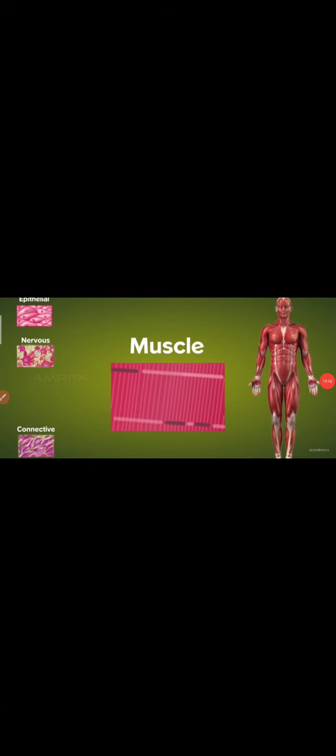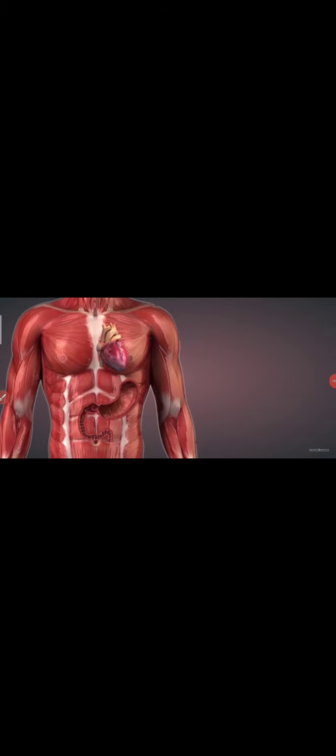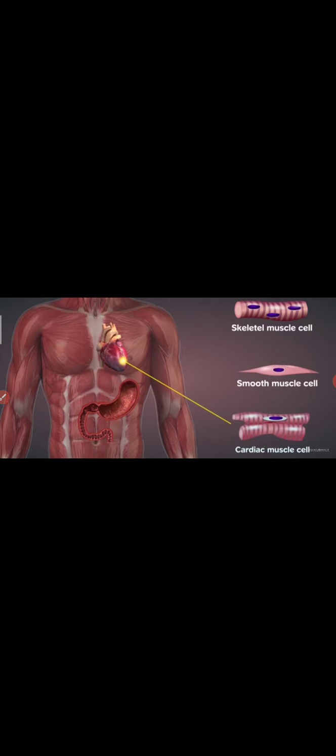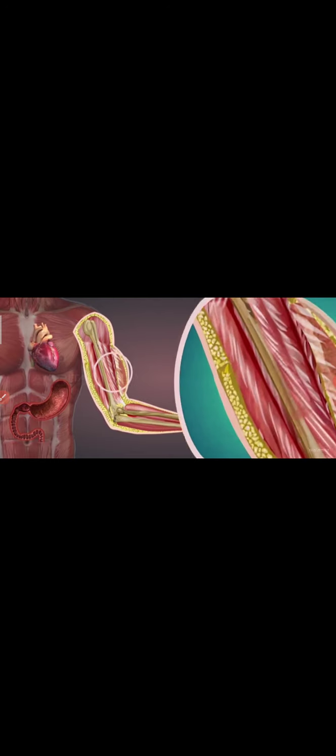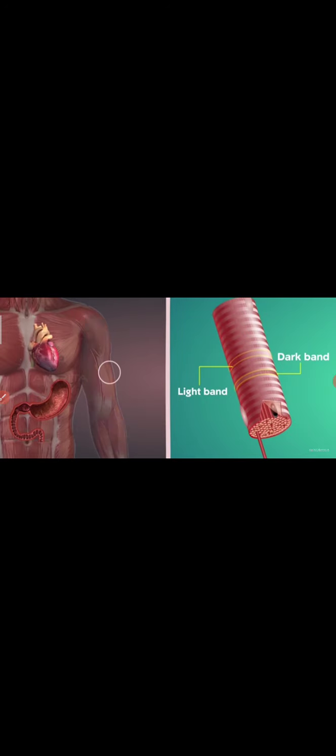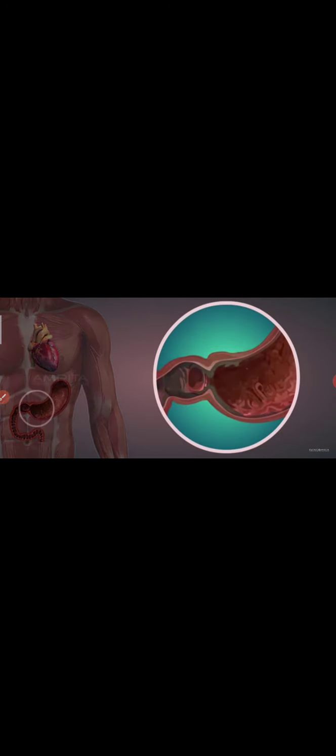These are responsible for the movement in our body. The three types of muscle tissues are skeletal, smooth, and cardiac. The skeletal muscle helps in locomotion and other voluntary body movements. It is made of long fibers with alternate light and dark bands or striations, so skeletal muscles are also called striated muscles.